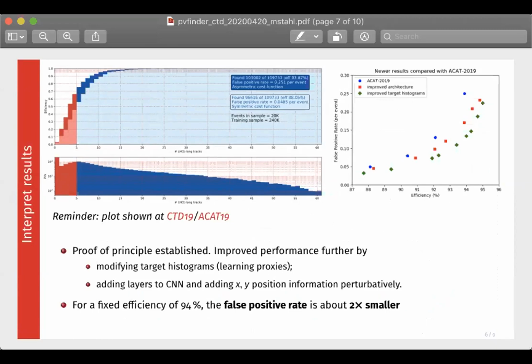that came over the years are that we have modified the target histograms, and also we have changed the architecture of the network by also adding X and Y position information. And you can see that for a fixed efficiency of, say, 94%, the false positive rate is about 2 times smaller.